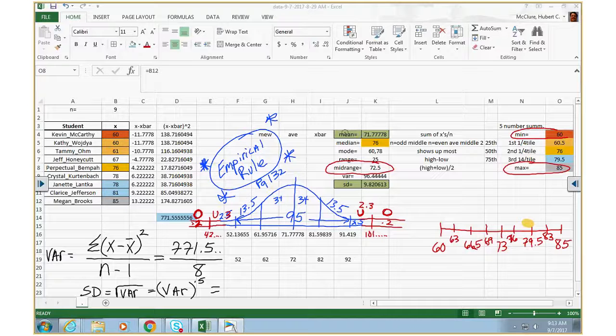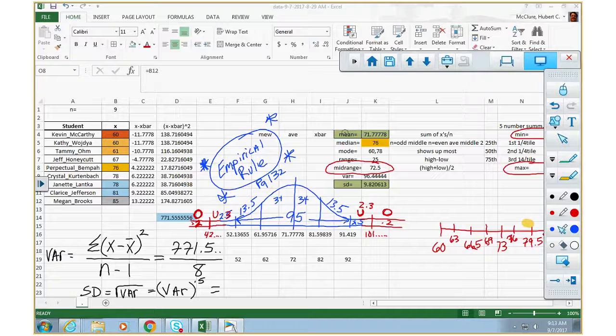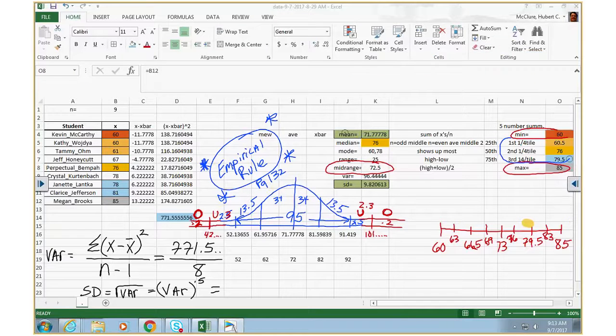So you can plot the box plot. So we'll make my box blue. And the box is made up of this thing. So first one's at 60. The third quartile is at 80. And the middle is at what? 76.